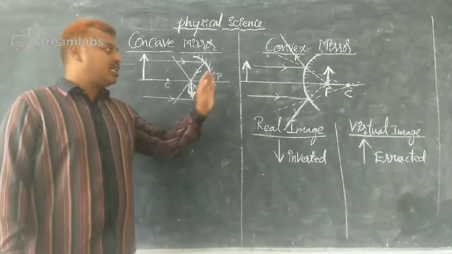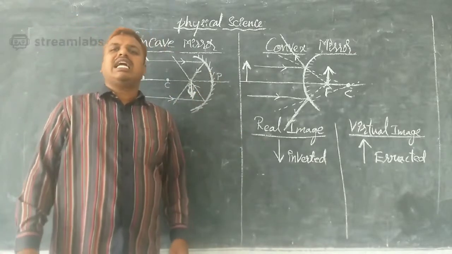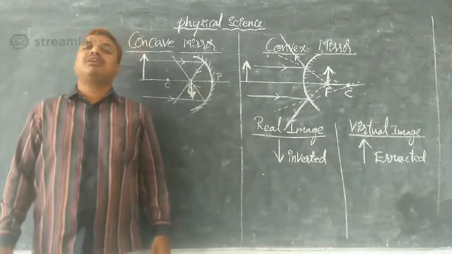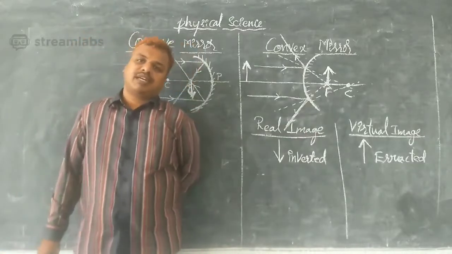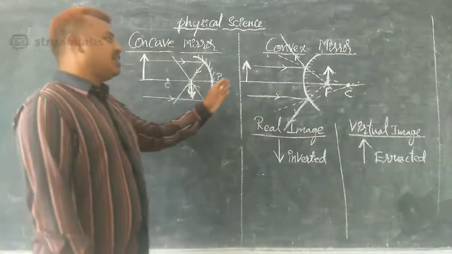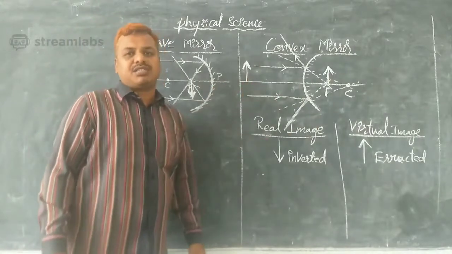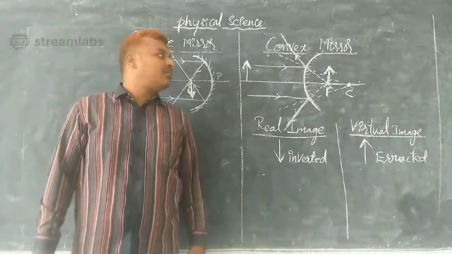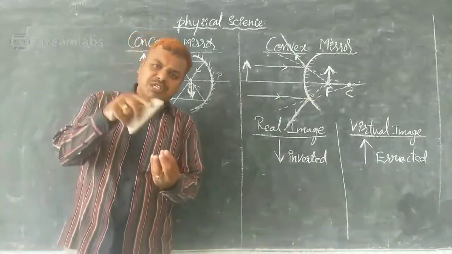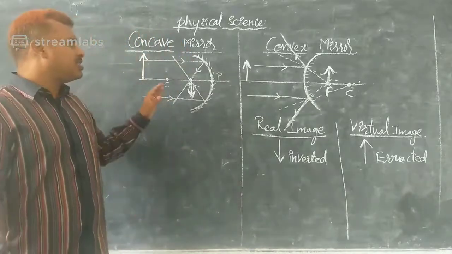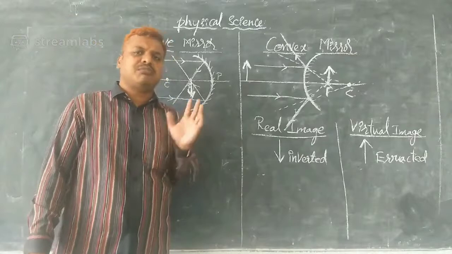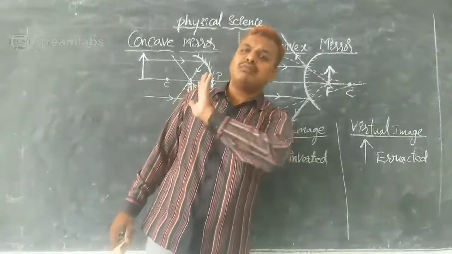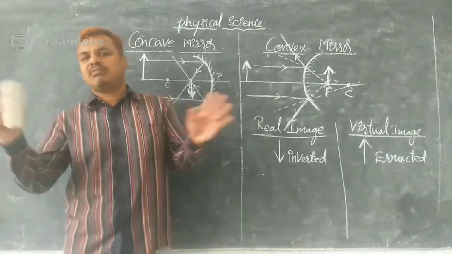Okay. In a convex mirror, light rays diverge and form the image behind the mirror. That is always a virtual image and always an erect image. Concave mirrors can form enlarged images, and convex mirrors always form diminished images. Sometimes a concave mirror also forms a diminished image, which we will see in different cases. But a convex mirror always forms a diminished image only. It will never form an enlarged image.